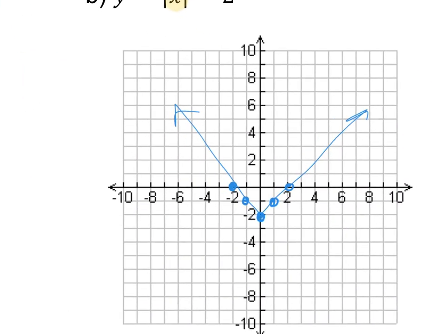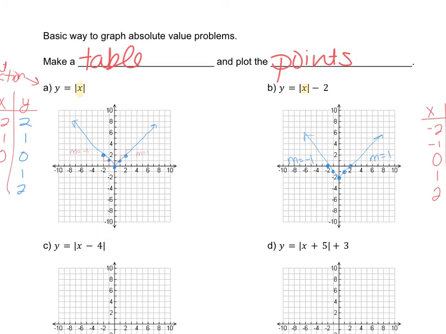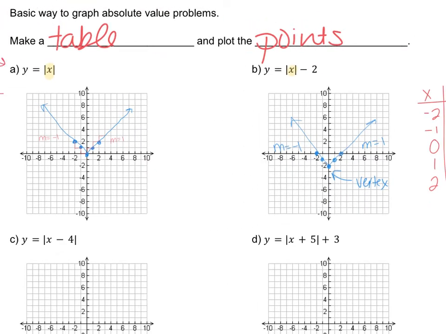Well, it looks like the slope on this one is +1 on the right and -1 on the left, right? So the slope's the same. But what do you notice about the vertex, which is this part right here, that's called your vertex, by the way. So it looks like the vertex has been shifted down 2. Cool. So it's the same graph, it's just shifted down 2.